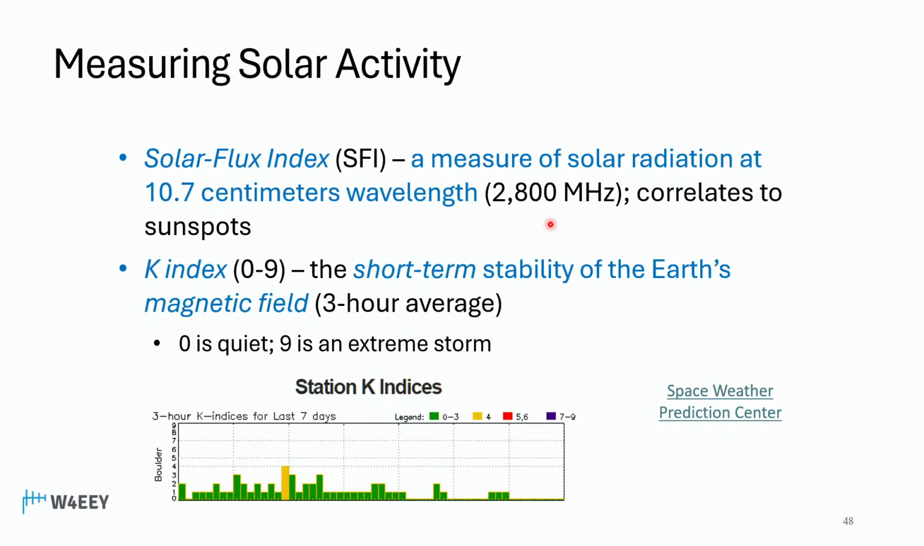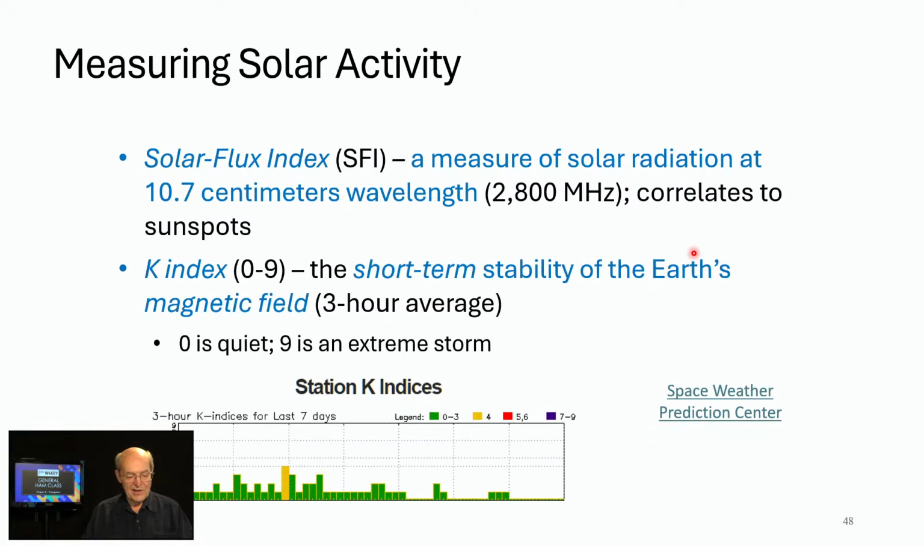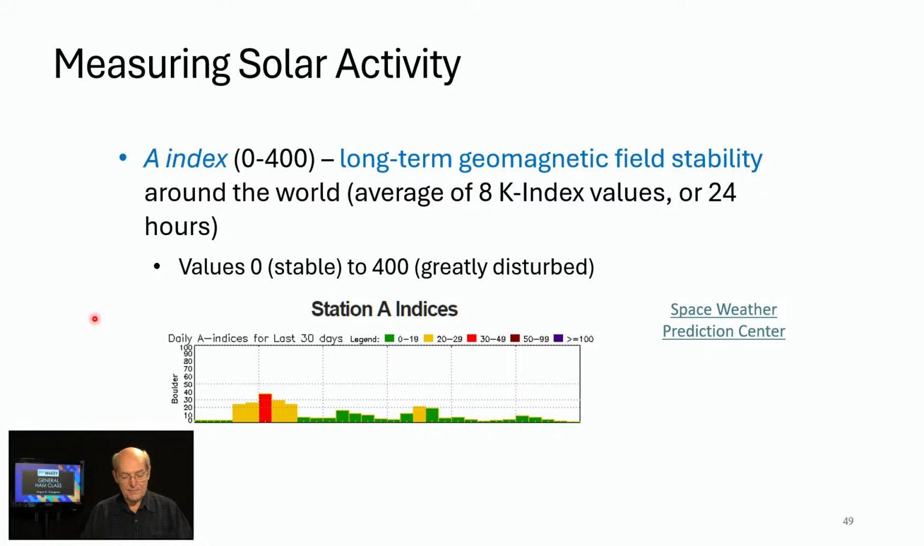We saw that the K index was 3 hours. If you take 8 of those, that's a 24-hour period. So the A index gives you that 24-hour average for the previous 24 hours. And I don't really care what has happened. I care about what's happening right now. That's why I always look at the K index, which is the one that's happening right now, basically.